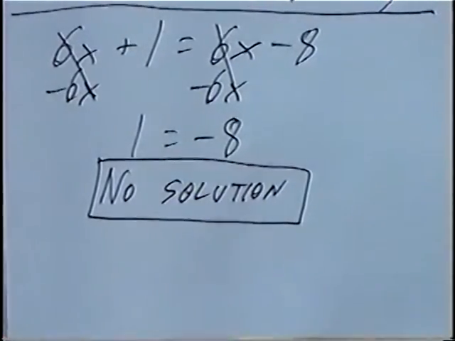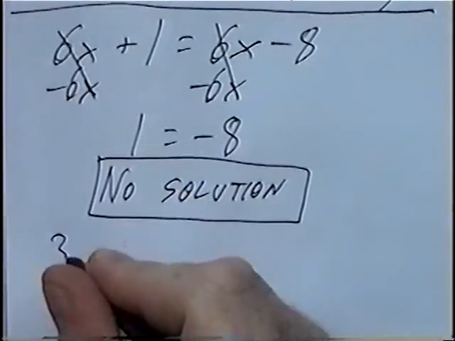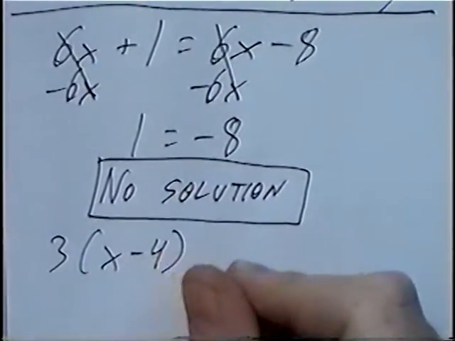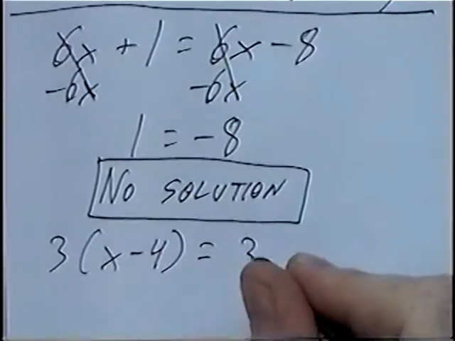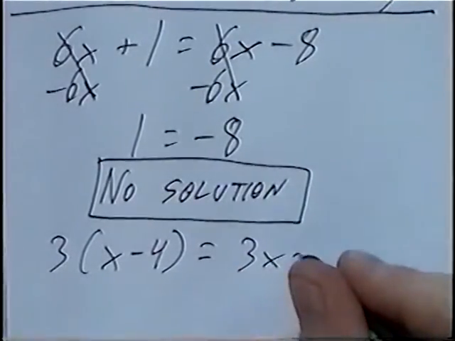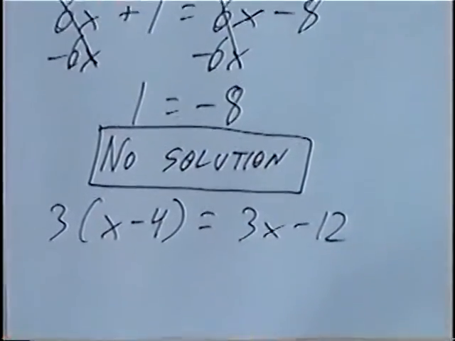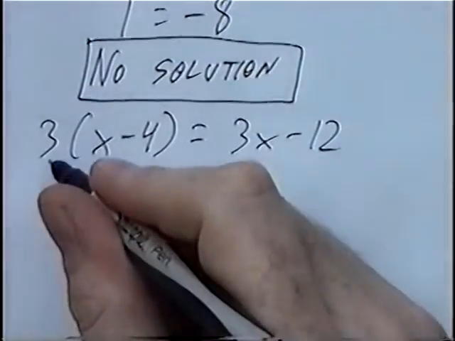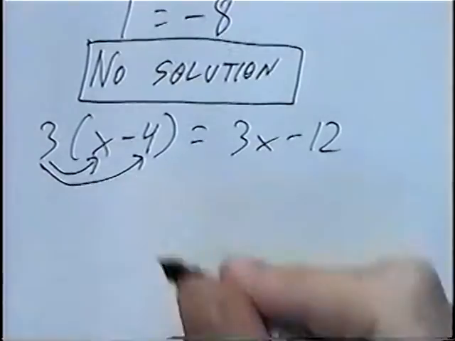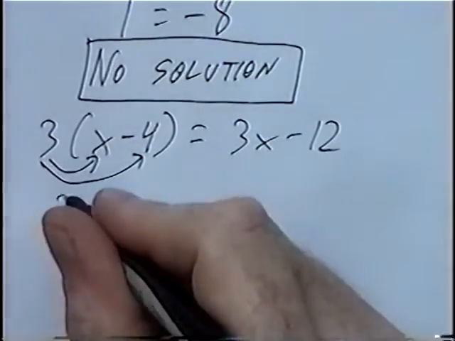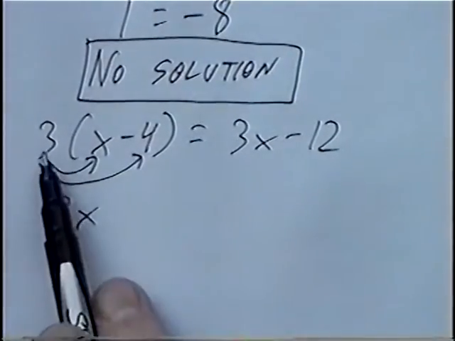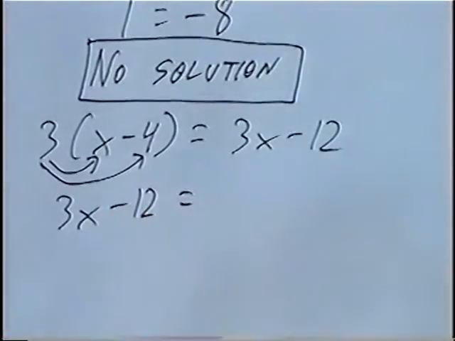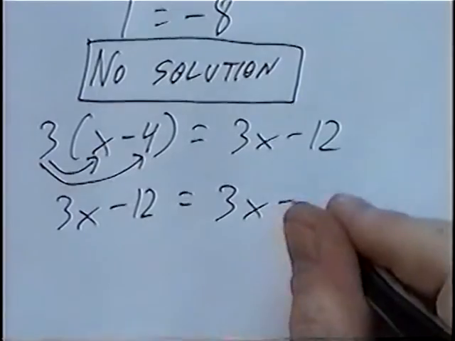Second equation and last equation for the section, 3, and then parentheses x minus 4 equals 3x minus 12. Solving this one, we can first get rid of the parentheses by distributing or multiplying the 3. 3 times x would be 3x, and 3 times negative 4 would be negative 12, equals 3x minus 12.